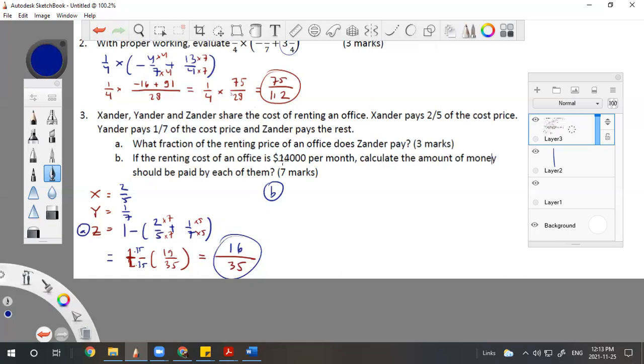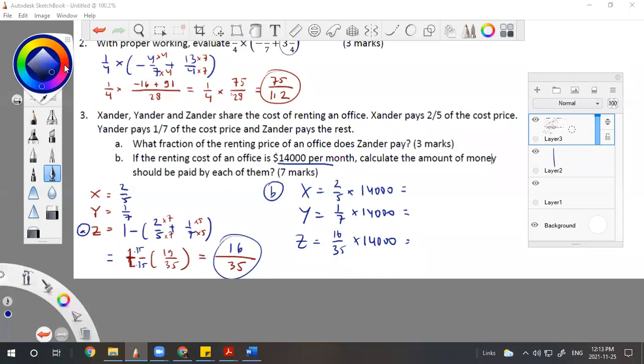Okay. B, if the renting cost of an office is 14,000 per month, so this is the total. Calculate the amount of money that should be paid by each of them. So Xender pays 2 over 5 of 14,000. Yender pays 1 over 7 of 14,000. Zender pays 16 over 35 times 14,000, right? Just calculate easily. Piece of cake. 14,000 over 5. Okay, you need a calculator.